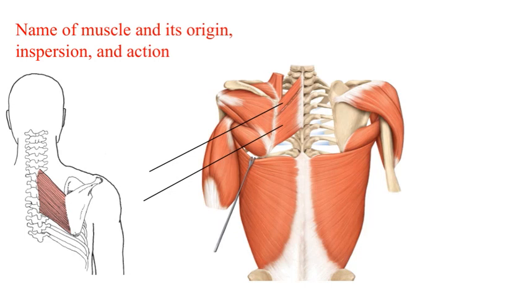Now let's take a closer look at some of the key muscles we've been discussing. For each muscle, we'll go over its name, where it originates, where it inserts, and what action it performs. This helps us understand how these muscles work together to enable movement. Remember, the origin is where the muscle starts, typically on a fixed bone, and the insertion is where it attaches to the moving bone. The action describes what the muscle does when it contracts. By connecting these points, we get a clearer picture of how muscles coordinate to produce specific movements, an essential part of understanding human anatomy and function.